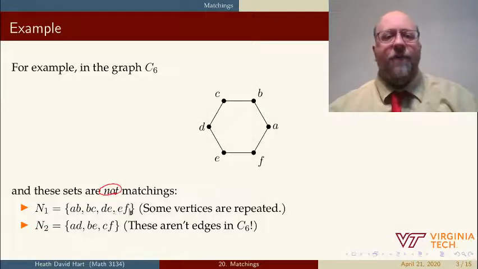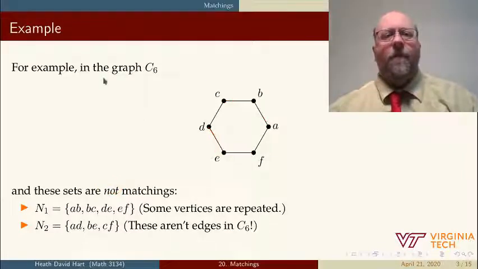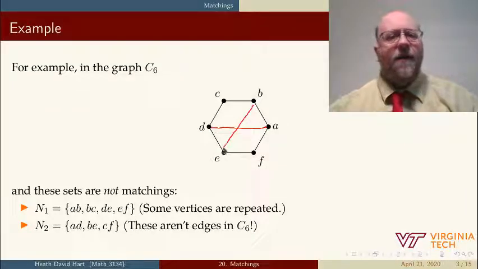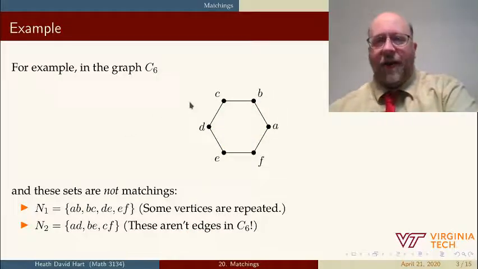These are not matchings. AB, BC, DE, and EF, these aren't matchings because vertex B and vertex E are repeated, and that's not allowed. This is also not a matching, AD, BE, and CF, because these aren't edges. I can't match a vertex to a vertex that doesn't have an edge between it. These are not edges. And so neither of these are valid matchings. I hope that clears up what the definition says.